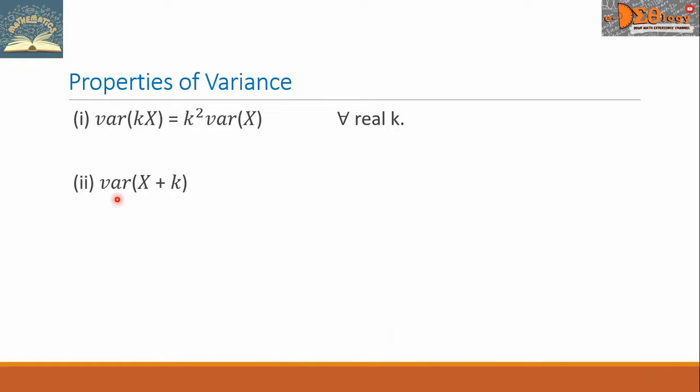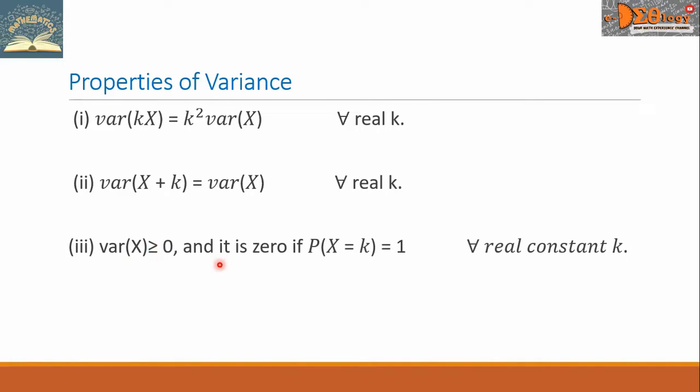Second, the variance of the quantity X plus k equals the variance of X for all real numbers k. Third, the variance of X is greater than or equal to 0, and this is equal to 0 if the probability that X equals k is 1 for some real constant k.